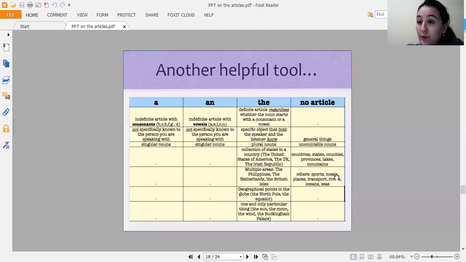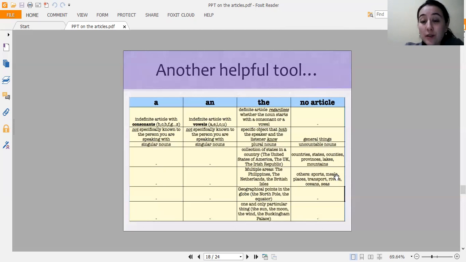Also, we can use the with plural nouns. Also, we can use it with collections of states or countries, the USA, for example, multiple areas, the Philippines, the British Isles. Geographical points, the North Pole, the South Pole, the equator maybe. One and only particular things, the sun, the moon.